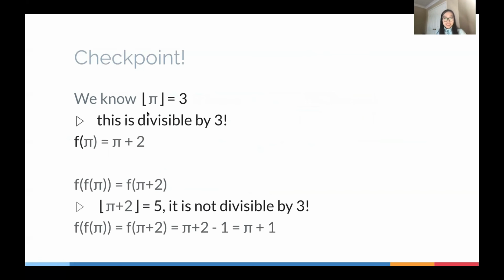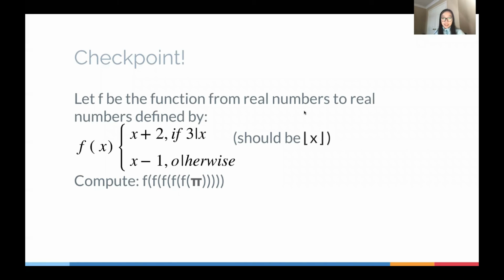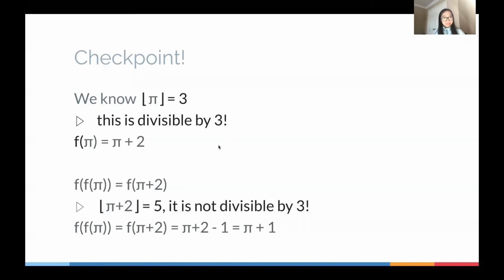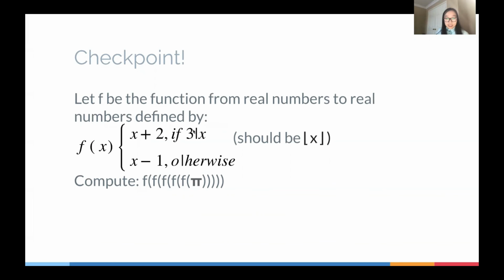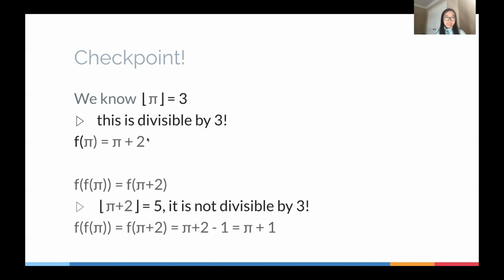So we're gonna start with finding the floor of pi, because what are we asking ourselves here? We're basically asking ourselves, is the floor of pi a multiple of 3? And if it is, then we plus 2. If it's not, we subtract 1. So the floor of pi is just 3 because pi is 3.141592 dot dot dot. And we know that 3 is divisible by 3. So that means f of pi is just equal to pi plus 2, because it is divisible by 3, so we increment it by 2.